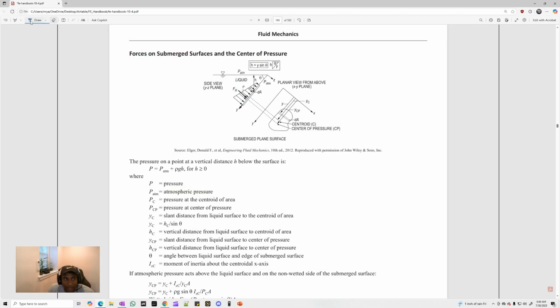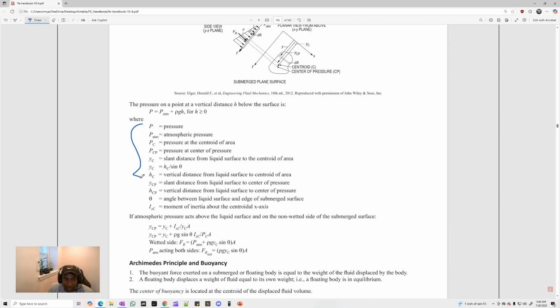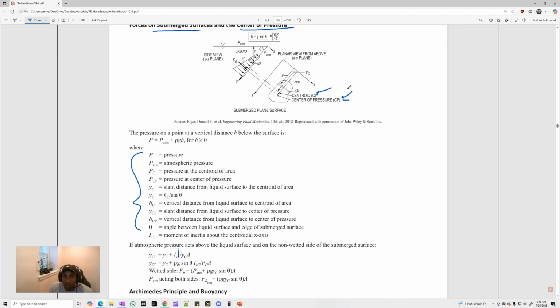Before we do that, I'm going to show you guys in the reference manual this section on submerged surfaces. It's on page 180 here, and the idea of center of pressure. They draw this schematic and give you a massive set of nomenclature, and you have to find moments of inertia, centroids, and centers of pressure. I think these equations are super complicated and unnecessary for the problems that we'll get on the FE exam.